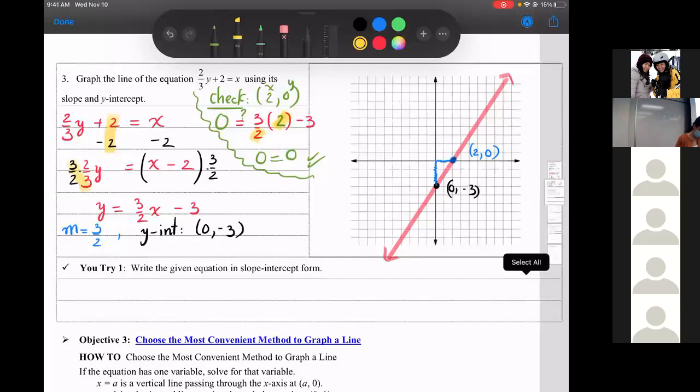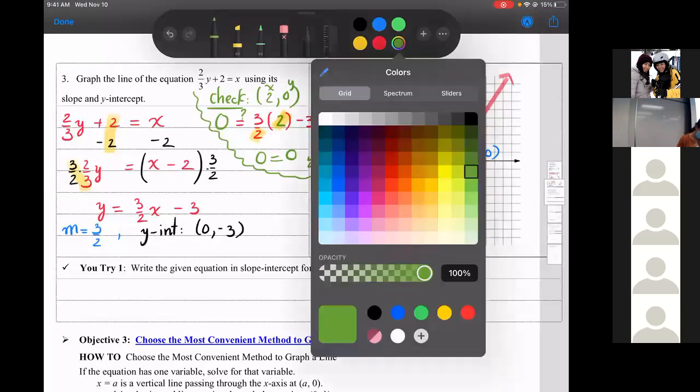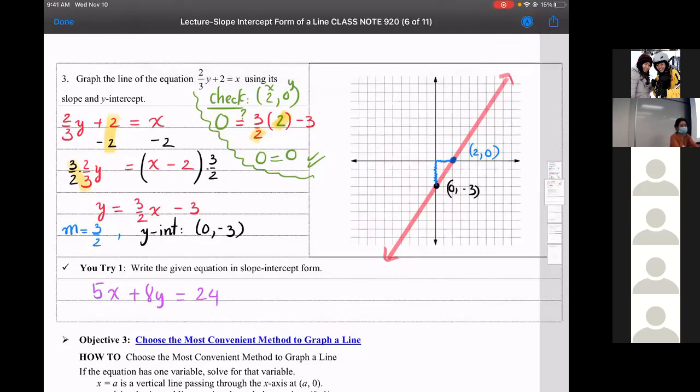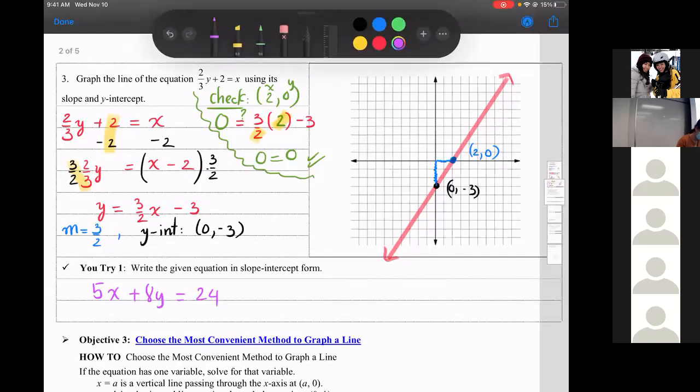You try one. Write the equation in slope-intercept form. I have 5x plus 8y equals 24. So you gotta remember slope-intercept form. What is that? Yeah, thank you.